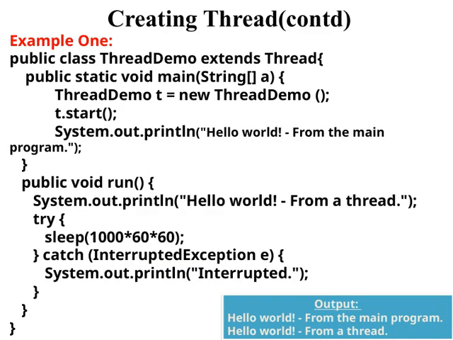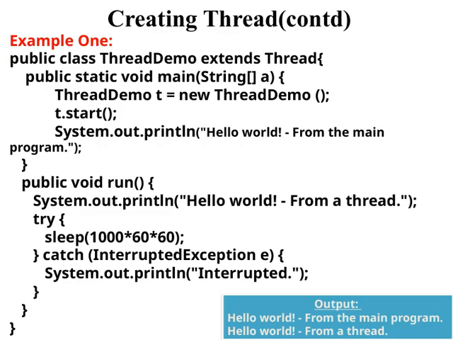Let's take a closer look at this example. Here, we have a class called ThreadDemo that extends Thread, meaning it's a custom thread class. In the main method, we create an instance of ThreadDemo and call start on it. This is key because calling start actually begins a new thread of execution, which then runs the run method. Inside run, we print a message indicating that it's from a thread, and then we put the thread to sleep for an hour, or 3,600 seconds.